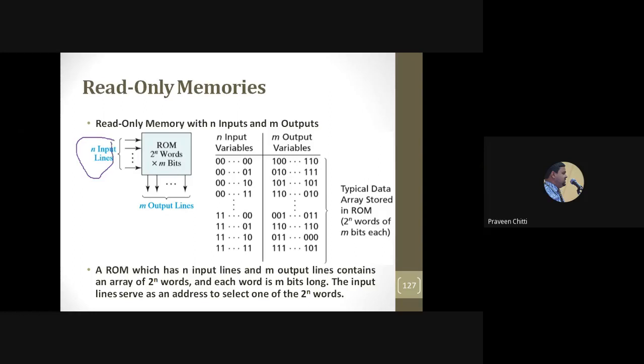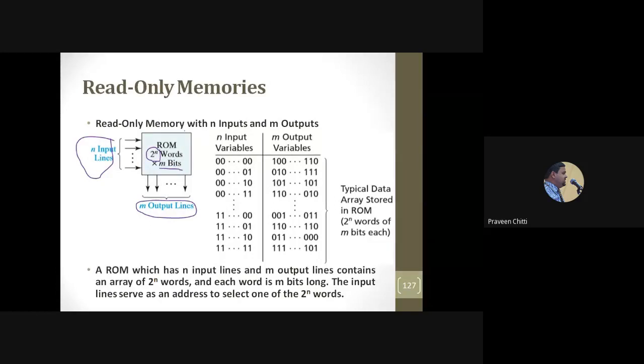Since there are N address lines, how many memory locations can it have? With N address lines, you can access how many words or memory locations? Yes? 2 to the power N. And here, out of this 2 to the power N memory locations, each memory location stores how many bits? M bits. So you will get how many output lines? M output lines. So a ROM having N input lines and M output lines can store 2 to the power N words, and each word will be of M bits.